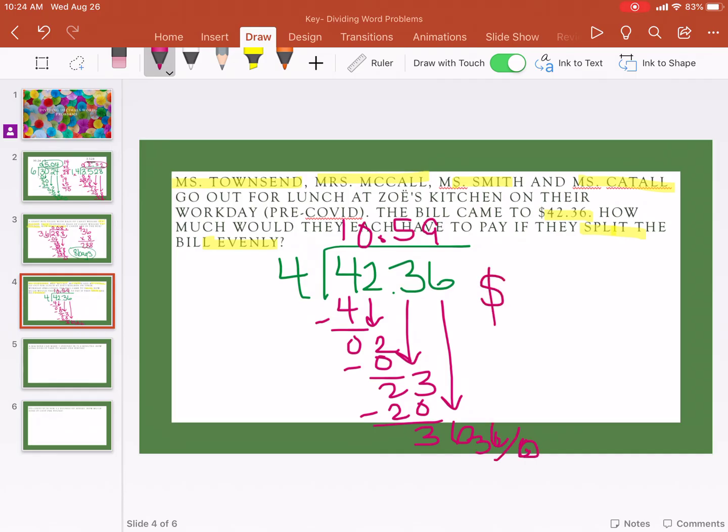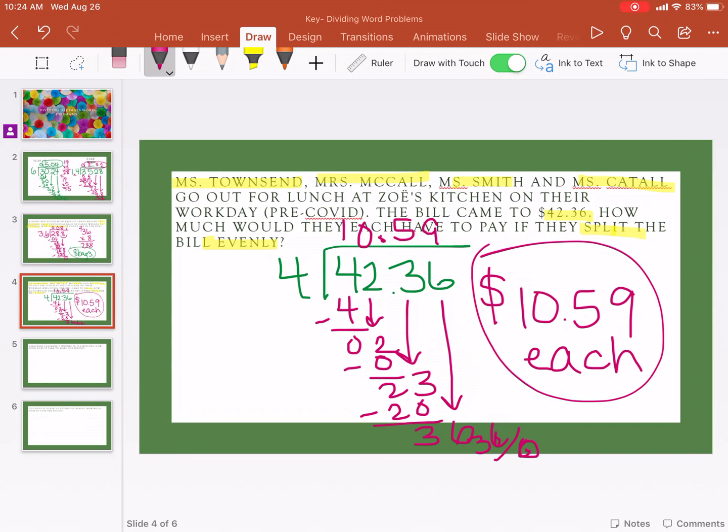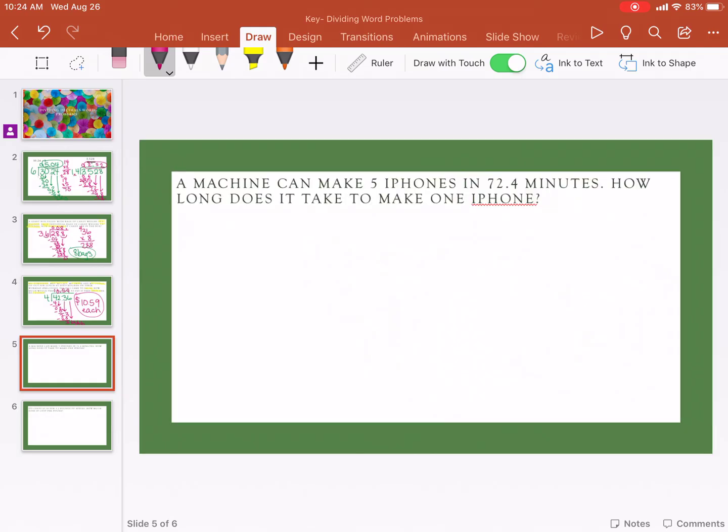So we each need to pay $10.59 each, and then circle your answer. Make sure you have it all filled in. If you did not get it correct, let's go back and figure out why. Rewatch the video and figure out what happened with yours.